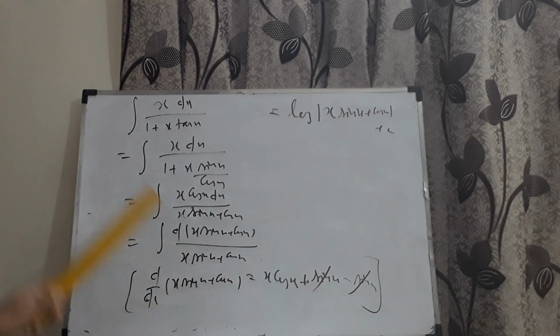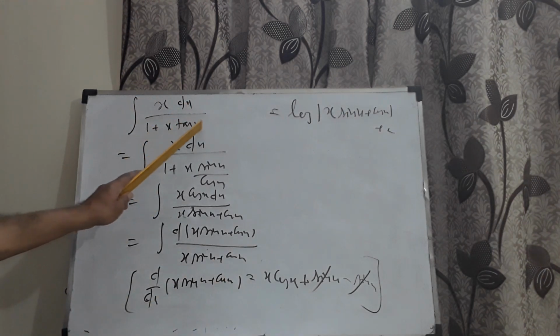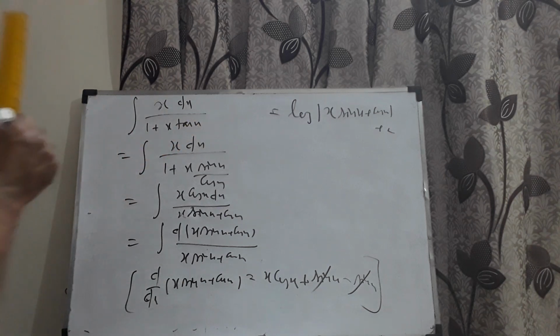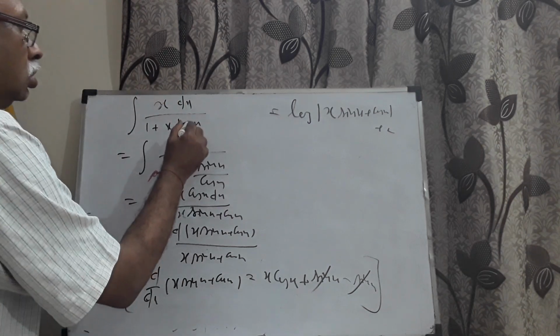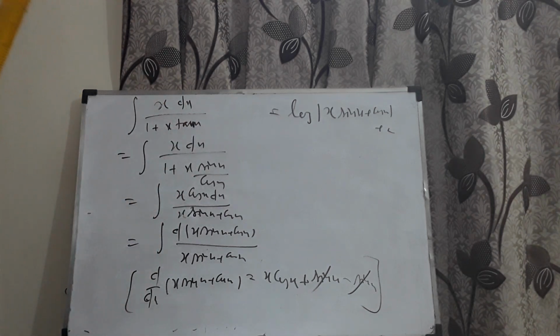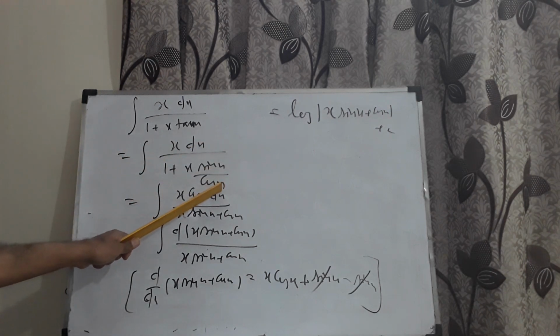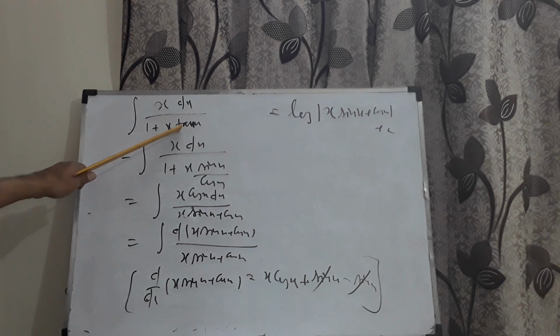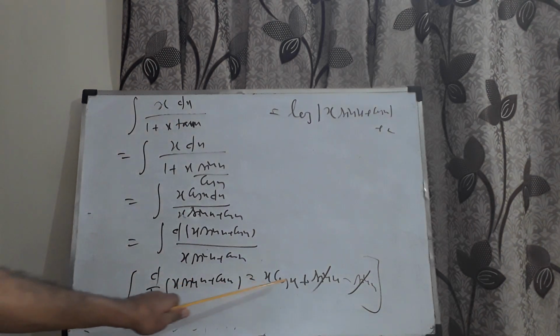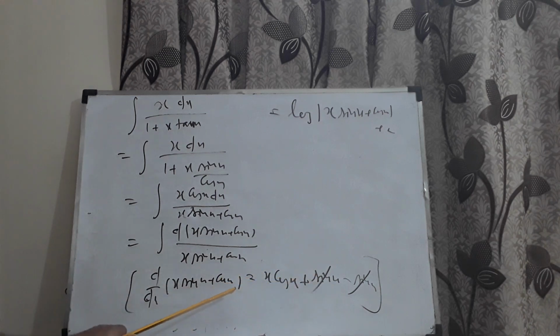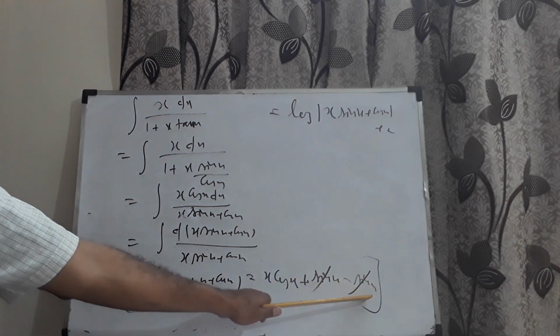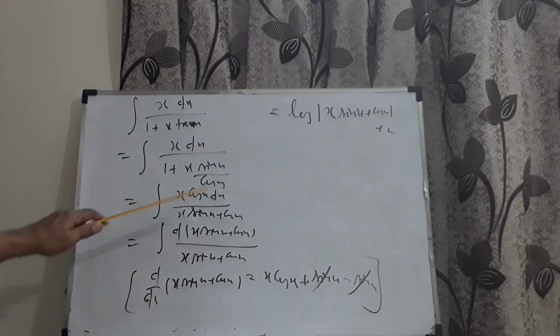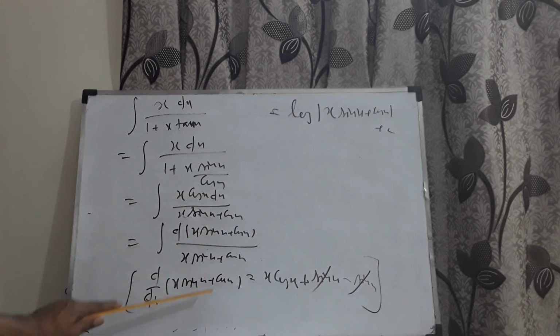Let me repeat. Evaluate integral x dx by 1 plus x tan x. Therefore, tan can be written as sin by cos. After taking LCM, this cos x goes to the numerator. Now look at the derivative of the denominator. Apply product rule: x into cos x plus sin x into 1. The derivative of cos x is minus sin x. Sin x minus sin x gets cancelled. Numerator is the derivative of the denominator.